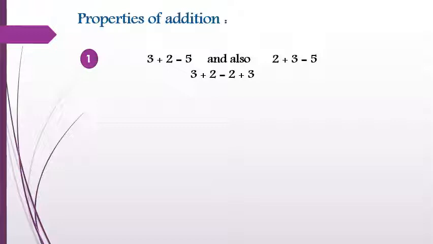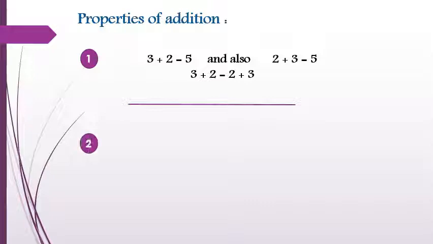Properties of addition. Number 1. Here I have 3 plus 2. 3 plus 2 equals 5, and also 2 plus 3 equals 5. Then 3 plus 2 equals 2 plus 3. Generally, interchanging addends doesn't affect the sum.